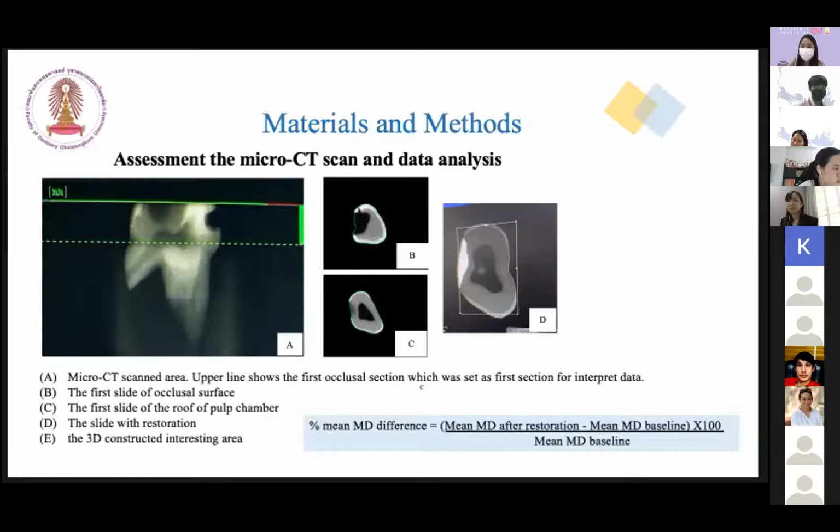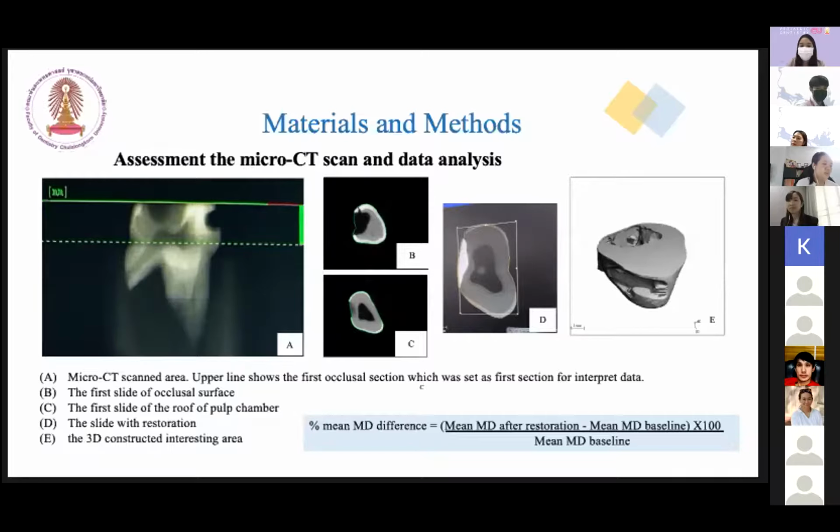Then, all slices were generated into 3D, Figure E. After 3D construction, the mean mineral density was calculated. The percent mean MD difference was used to represent the change of mineral density of each tooth.